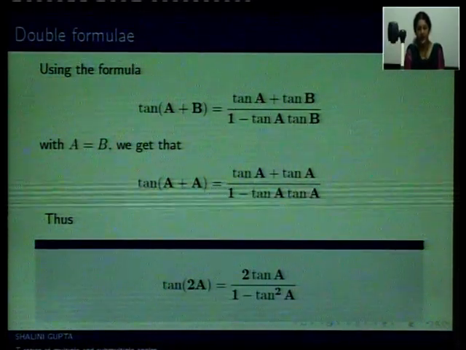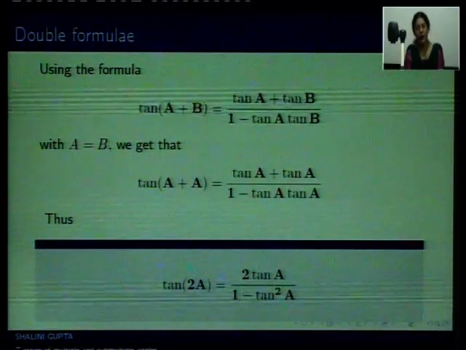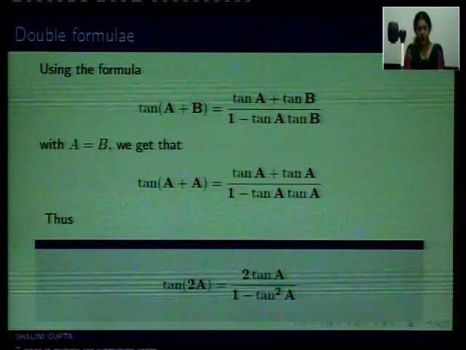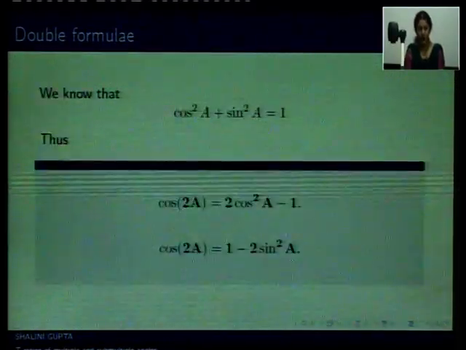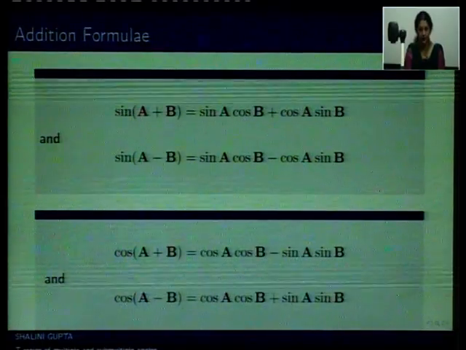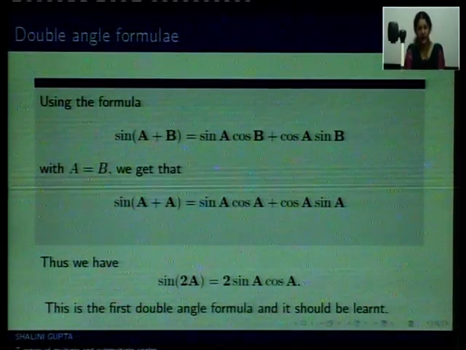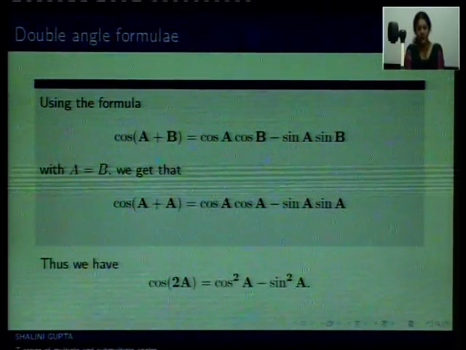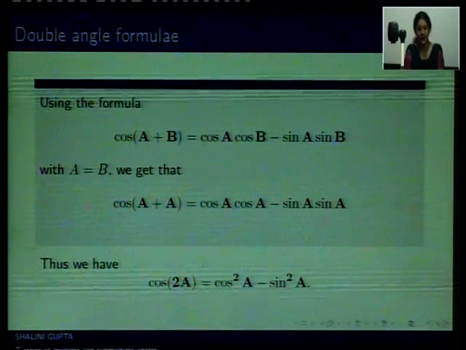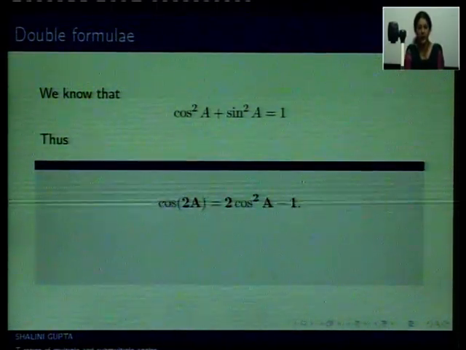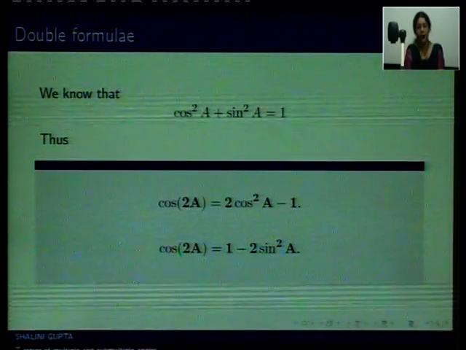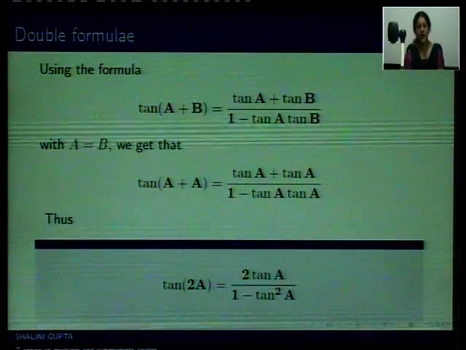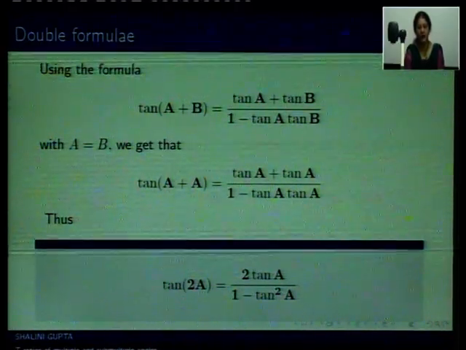So what do we get? Tan of 2a is equal to 2 tan a upon 1 minus tan square a. So this is the double angle formula for tan. Let us recall all these double angle formulas. sin 2a is 2 times sin a cos a. Cos 2a is cos square a minus sin square a, which is equal to 2 cos square a minus 1, which is equal to 1 minus 2 sin square a. And tan 2a is 2 tan a upon 1 minus tan square a.